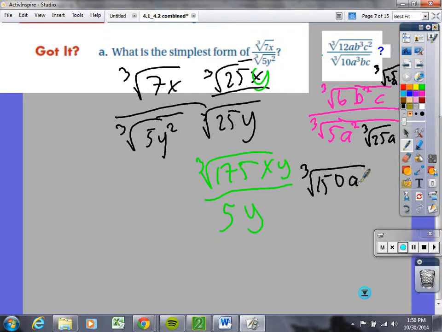A already comes in. B squared, C over 5A. That is a 150, because remember we had 6 quarters.